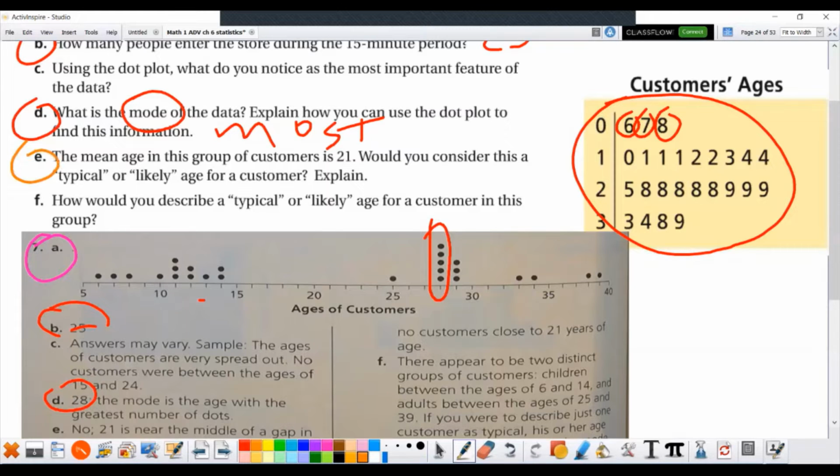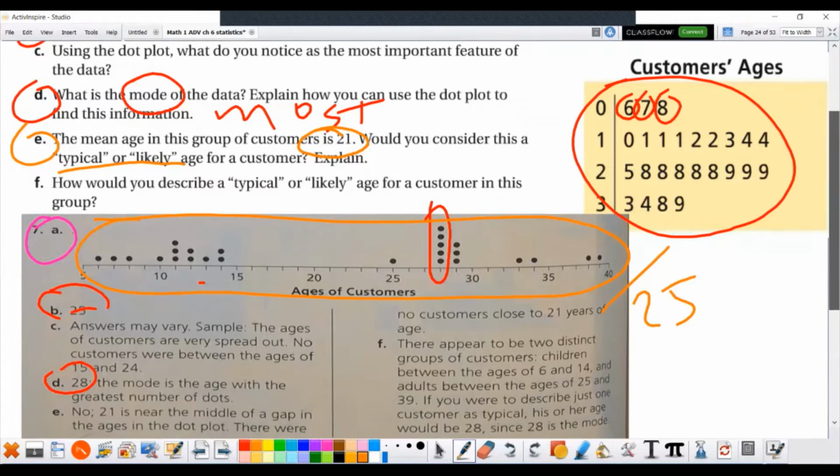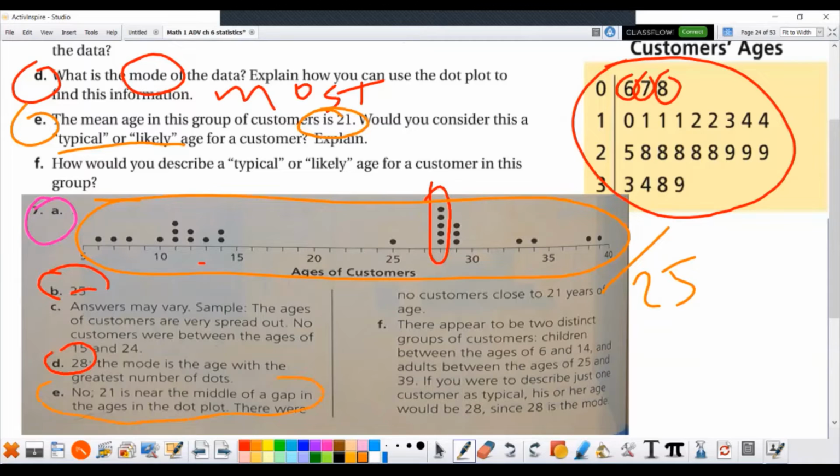Next question, E. It says the mean age of the customers is 21. They took all of these numbers, added them all up, and divided by 25 customers, and they said the average age was 21. Would you consider this a typical or likely age? We put no. 21 is near the middle, there's 21, but there's nobody really 21, even though that's the average age. I'm not expecting any customers to be 21 years old or even close to 21.